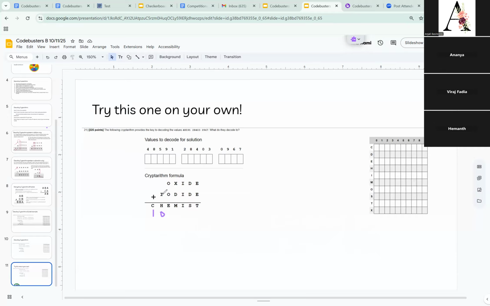So I rewrote it as iodide over oxide. That way I could see the things the way you taught us. So I know that I is 9, but I plus I being 9 plus 9 is 18, so it can't equal. Oh, wait, no, there has to be a carryover of 1 to make it 19. Okay, never mind. Yeah.